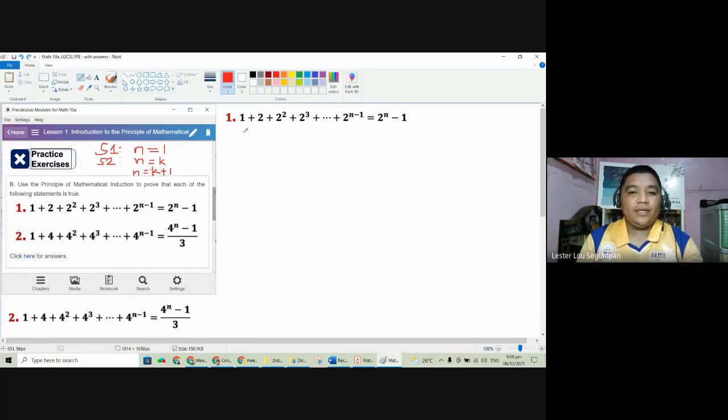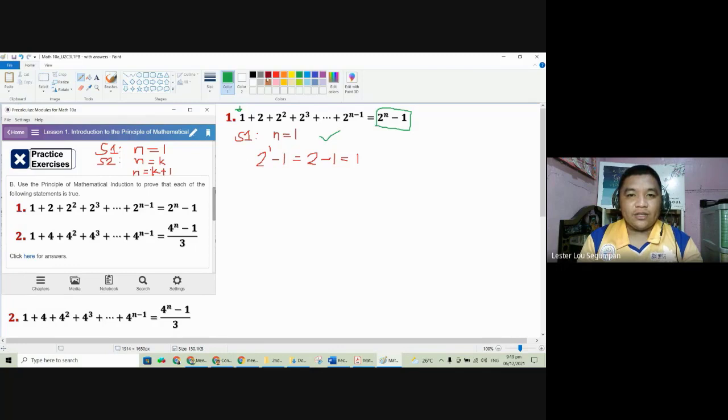So for number one, step one is showing that n equal to 1 satisfies the identity. That would mean if you substitute the value of n, which is 1 here, this should return the first value of this series. Let's try. I have 2 to the power of 1 minus 1. That's actually 2 minus 1, and then the result is 1. This is now the same as the first term in this series, so it satisfies the first condition.